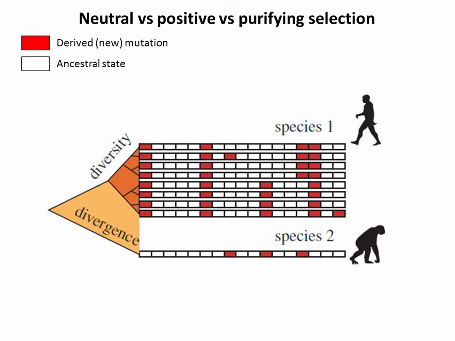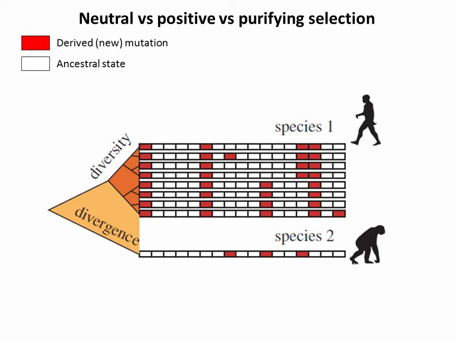Okay, and now I ask you this. Let's imagine that we have these three possible scenarios: either a locus is under neutral, positive, or purifying selection. This is a case of human versus chimpanzees, as you saw before. Remember, the color red means derived, a new mutation in the human lineage, and white means ancestral state, something which was already present in both lineages before they diverged.